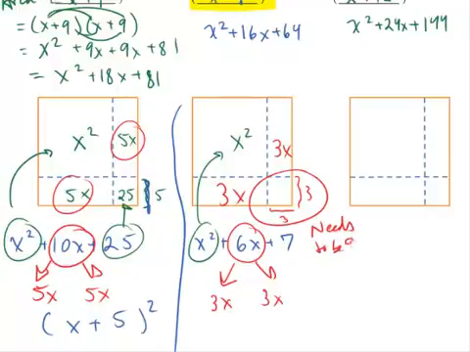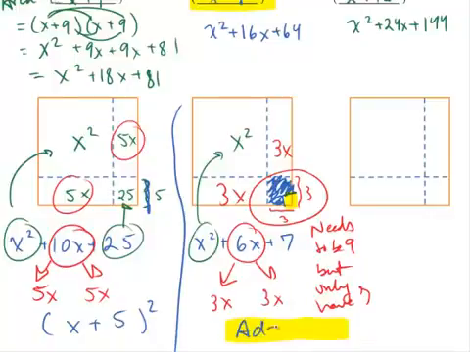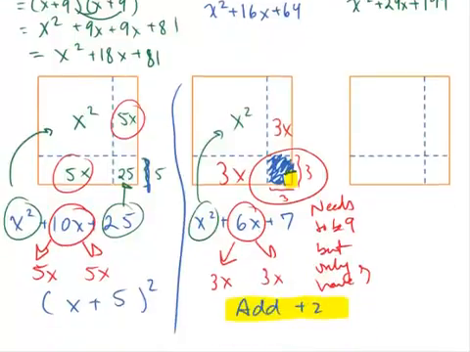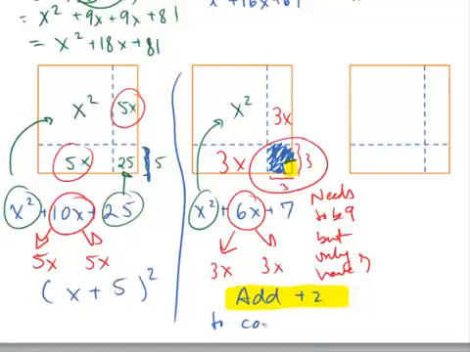It needs to be 9, but we only have 7. So what this is saying is that we have this much area of that total square. That's the 7. We're missing this little corner. So in order to complete the square, we would have to add plus 2. And we'll talk about this as we start our lesson today.